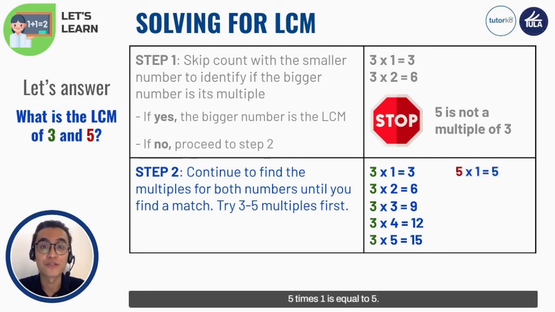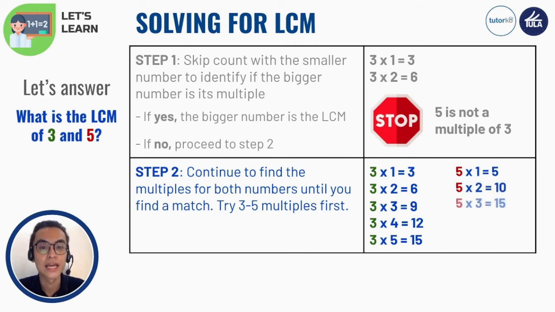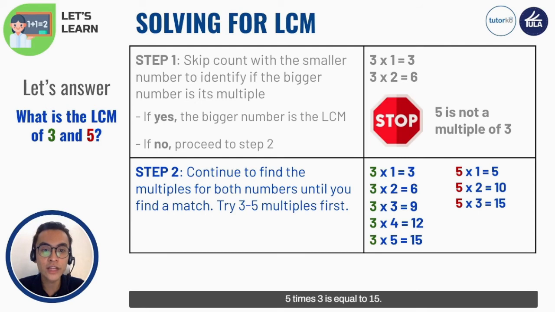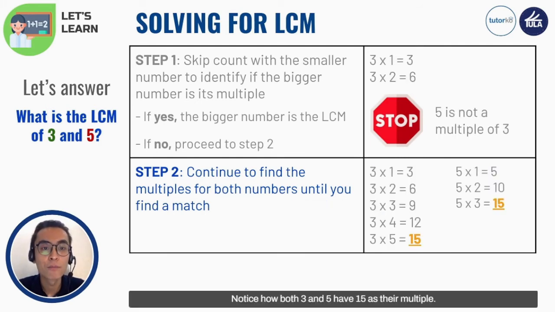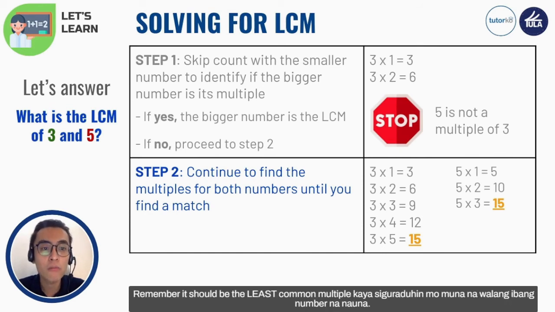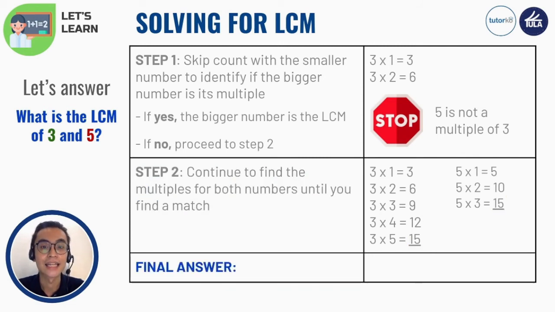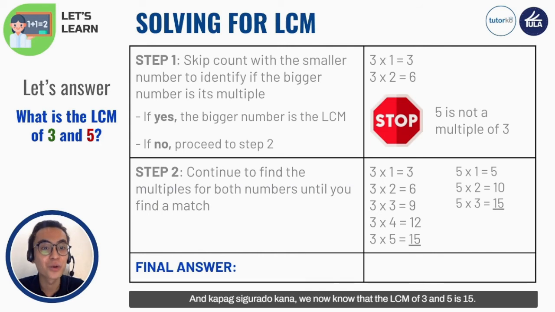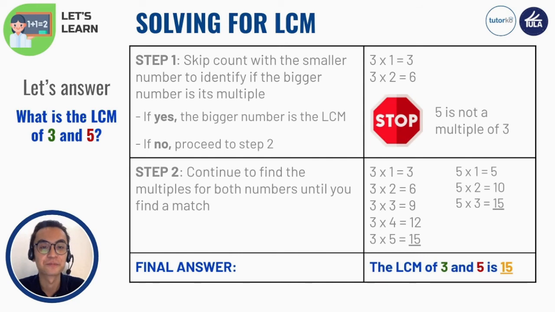5 times 1 is equal to 5. 5 times 2 is equal to 10. 5 times 3 is equal to 15. Teka, parang may parehas na ata. Notice how both 3 and 5 have 15 as their multiple. That is also the first multiple that they have in common. Remember, it should be the least common multiple, kaya siguraduhin mo muna na walang ibang number na nauna. And kapag sigurado ka na, we now know that the LCM of 3 and 5 is 15.